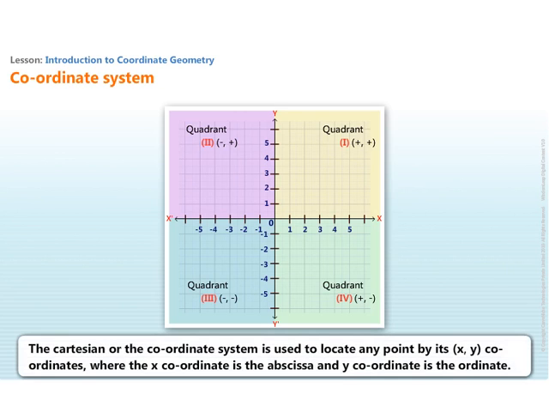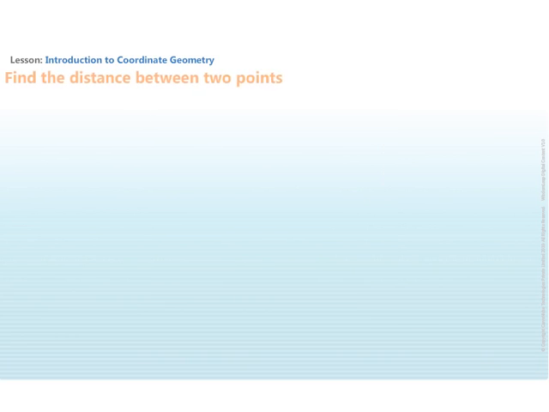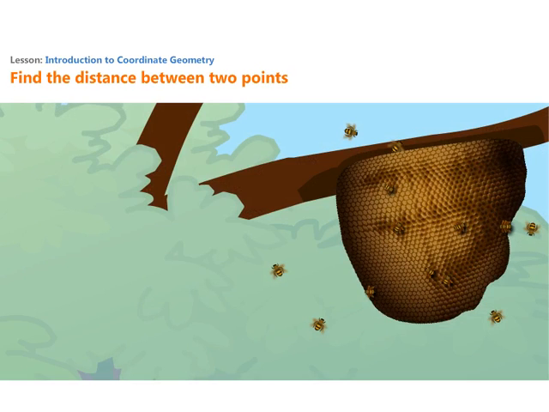This is the Cartesian or the coordinate plane where you can locate any point by its x, y coordinates. We call the x coordinate its abscissa and its y coordinate its ordinate. Now, let us learn more about the graphical representation of 2 points by finding the distance between 2 points that lie on the x-axis.